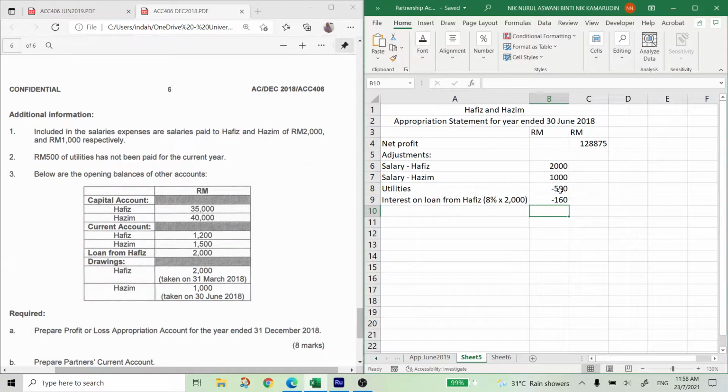Okay, I think that's all for the adjustments to the net profit. So the total adjustment is 2,340. Then we're going to calculate the adjusted net profit. This adjusted net profit we're then going to allocate to the partners. But before that, we need to take into consideration the partners' entitlement to interest on capital, salary, and whether they are being charged interest on drawings.